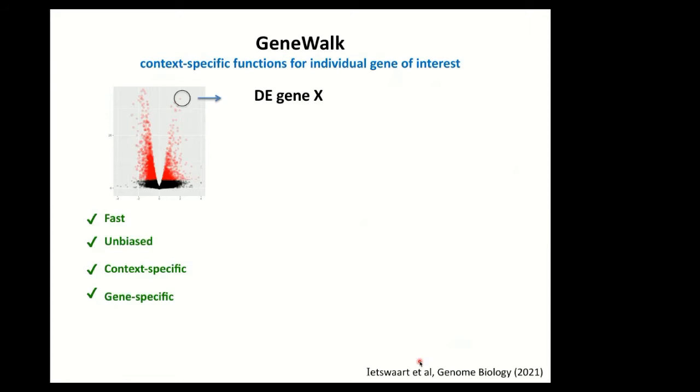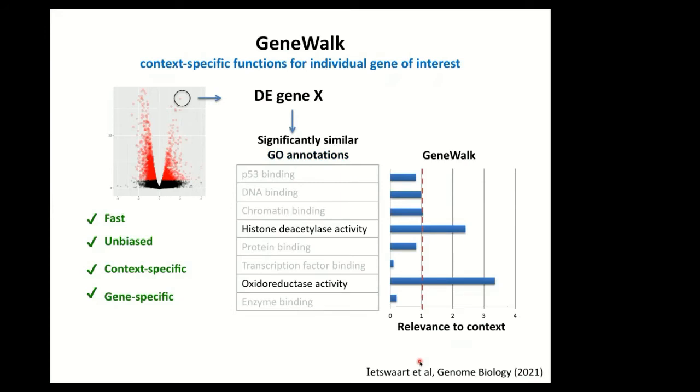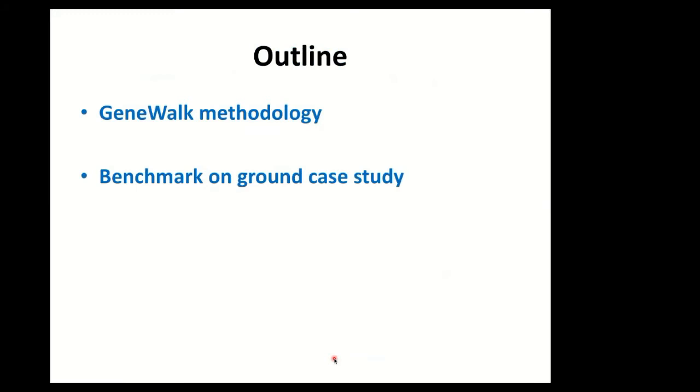If you have your favorite differentially expressed gene X, we'll list the GO annotations, and what GeneWalk will provide is a relevance score for each individual GO annotation, so that the context-specific gene functions for this gene X are the GO annotations with a high relevance score. In this short talk, I'll briefly outline the methodology, and then we'll apply it to a benchmark case study.